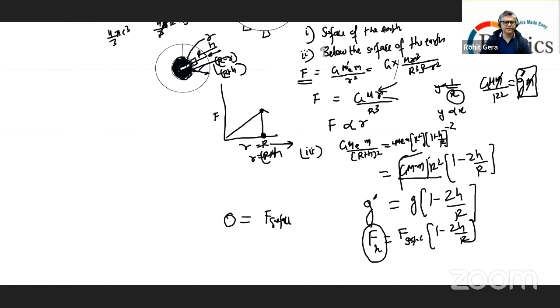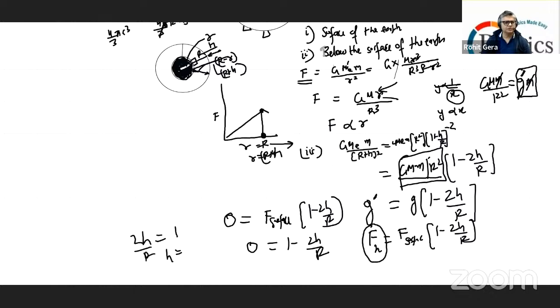ये surface वाला f था into 1 minus 2h by r. So 0 is equal to 1 minus 2h by r, and 2h by r is equal to 1, and h is equal to r by 2. So if you go to a height which is half the radius, if this is r, this is 3r by 2. And this is coming from binomial theorem, by the way. This approximation which I've taken.